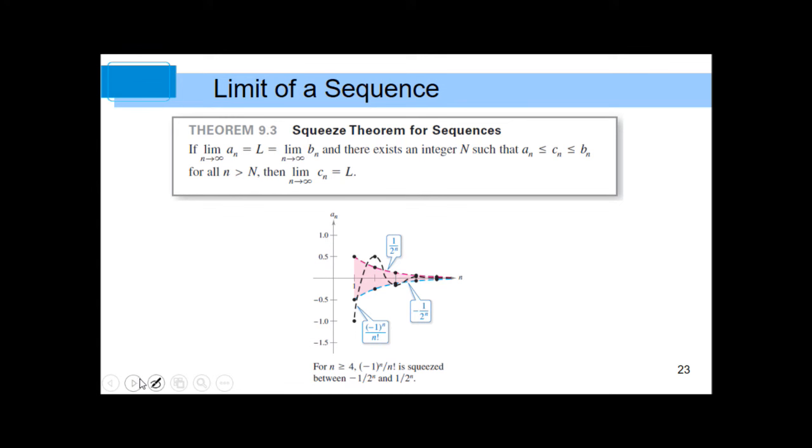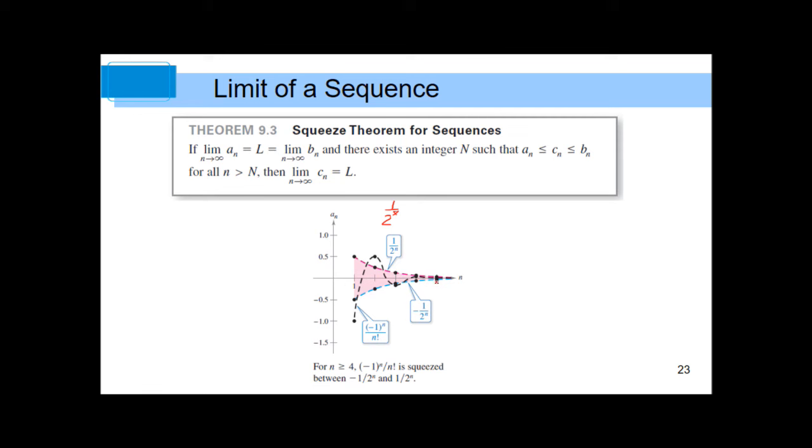Another thing that we can use is the squeeze theorem for sequences. We've had a squeeze theorem for functions. So let's look at this graph here. In pink, we have the sequence 1 over 2 to the n plotted out. Remember, this would be just like the function 1 over 2 to the x, or 2 to the negative x, except it just has discrete values instead of a continuous span of values. In blue, we have the sequence negative 1 over 2 to the n. It's the mirror image of the pink one.